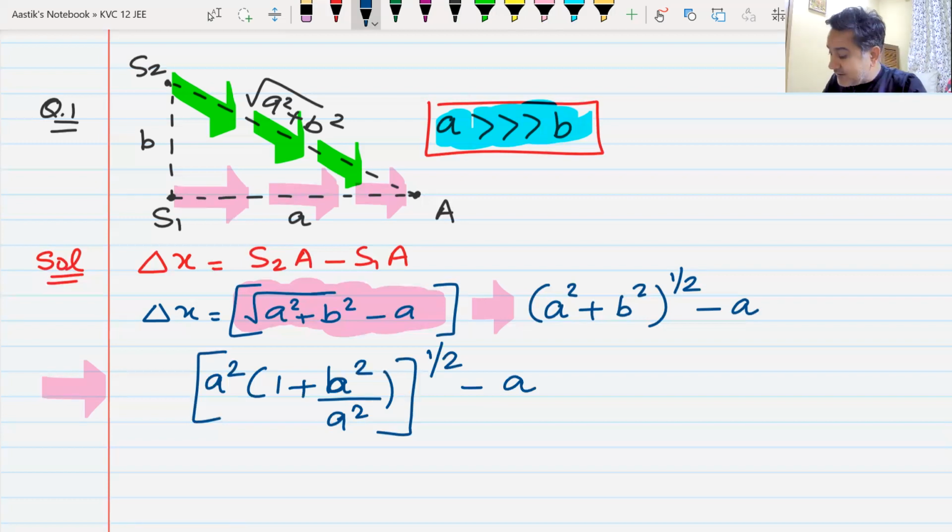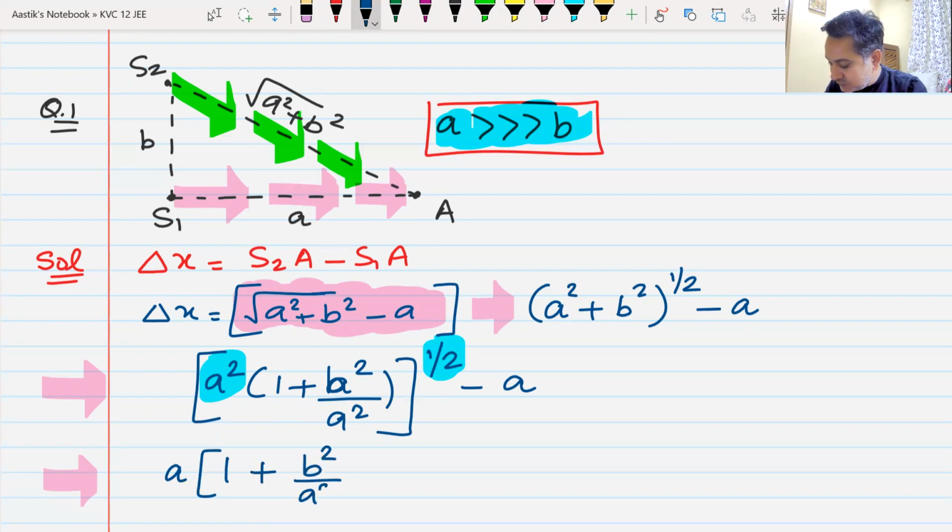Now I can take this a square out of this root. See, this is maths. I'm not doing anything. A comes out. Yes or no? So now in the next step, what I have is a into 1 plus b square by a square raised to the power half minus a. So far so good. Nothing I have changed. I've just done some simple maths. Yes or no? Yes, sir.